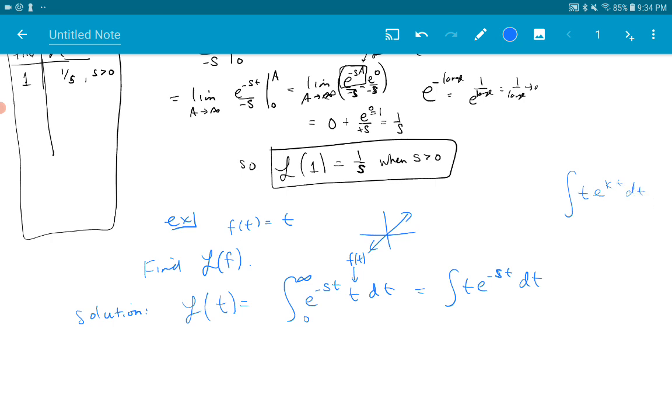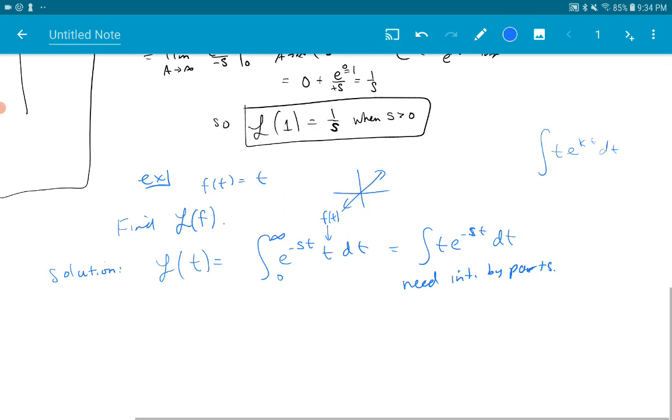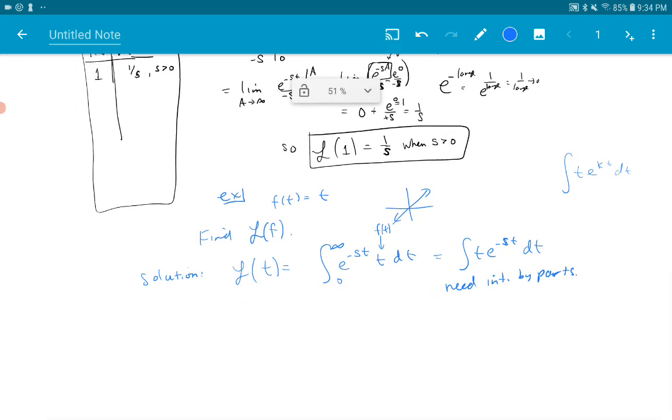And you might remember, in order to do this integral, you need integration by parts. Okay, so let's do that one. I don't think I'd give you an integration by parts one on the test, but let's do this one so we can fill out our table. This will be the next one in the table.